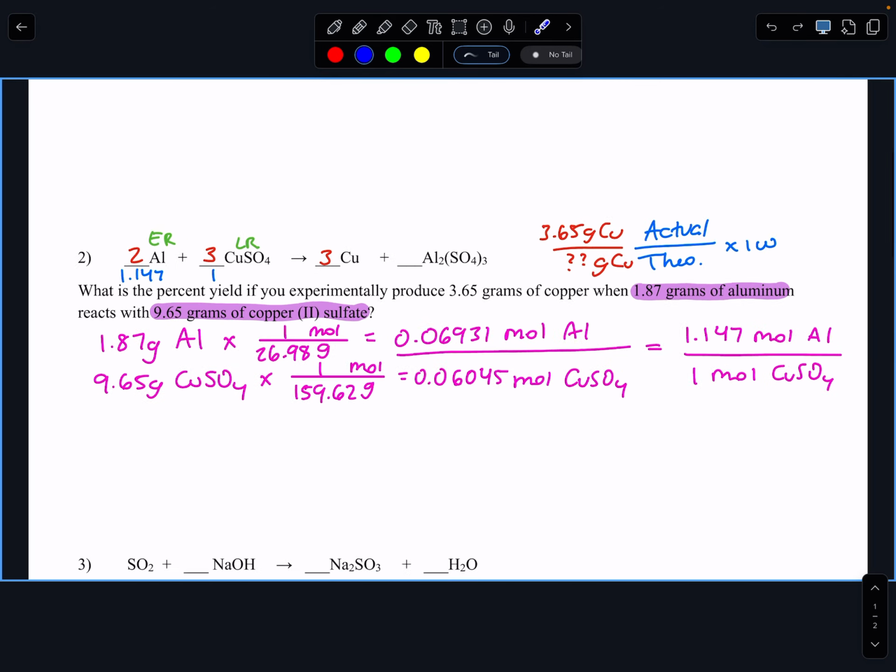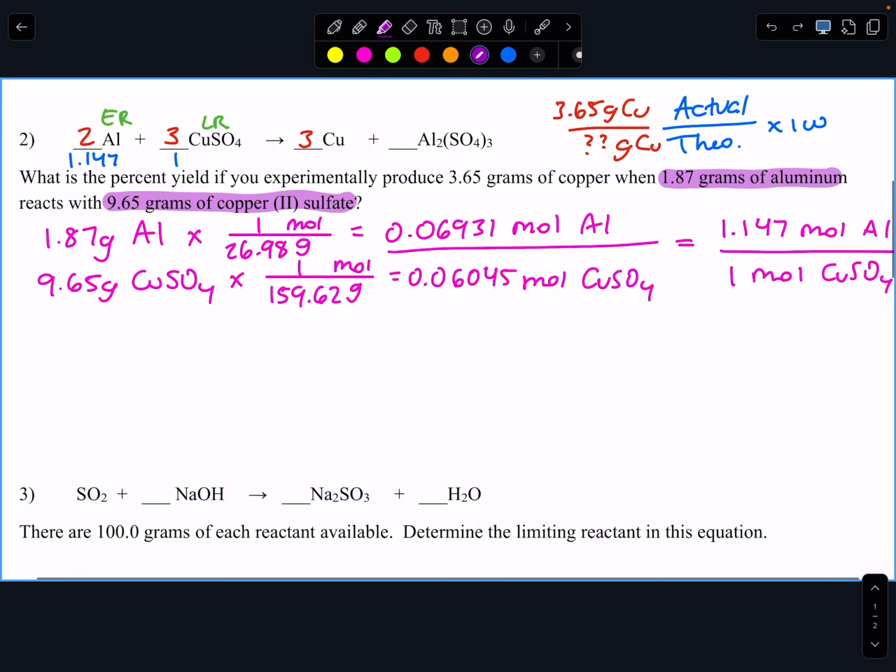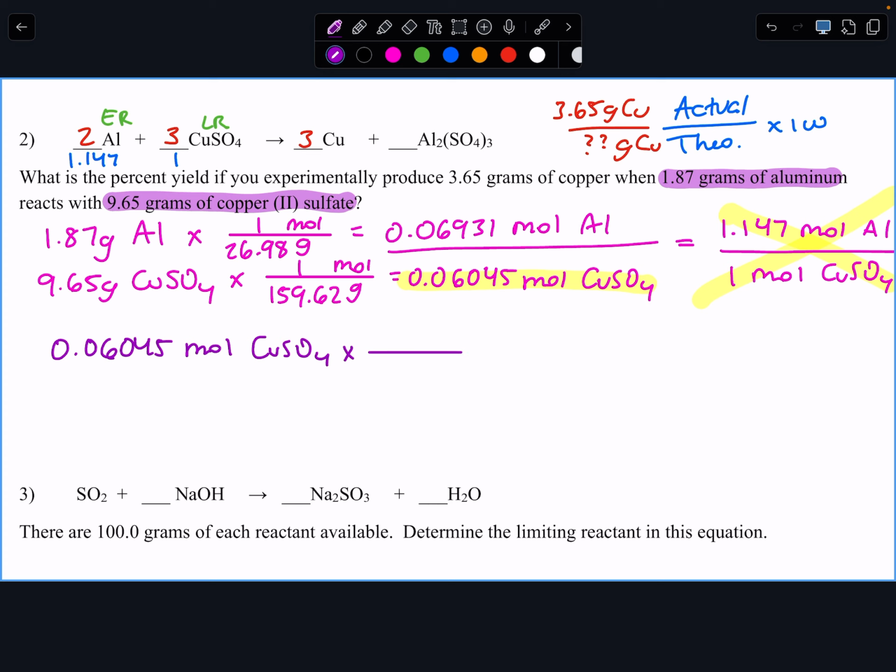So therefore, our limiting reactant is who? So this is the number I use for my calculations. The original mole number I got. Not this. You don't use that for calculations. You're with me? So I'm going to start the problem off with the amount of moles that I have for my limiting, which is 0.06045 moles of copper sulfate. And what am I looking for? Well, end goal. Good. No. What is the end goal?